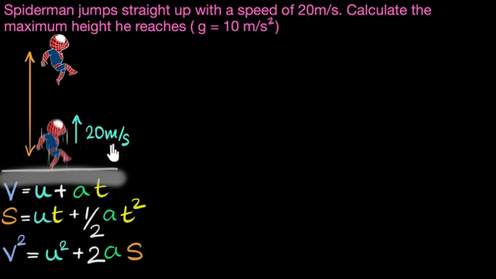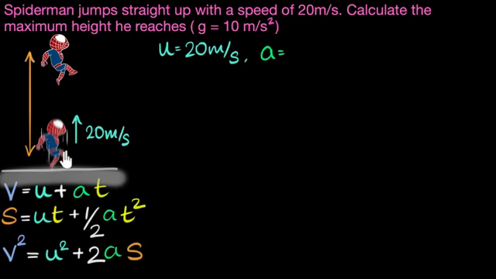So again, let's write down what's given to us. We know the initial velocity with which Spider-Man jumps. So we know u, that is 20 meters per second. We also know the acceleration. Whenever things are falling under gravity, immediately we know its acceleration. Acceleration is going to be, now this time, is it going to be plus 10 or minus 10?